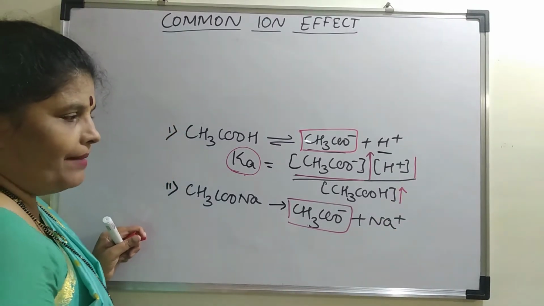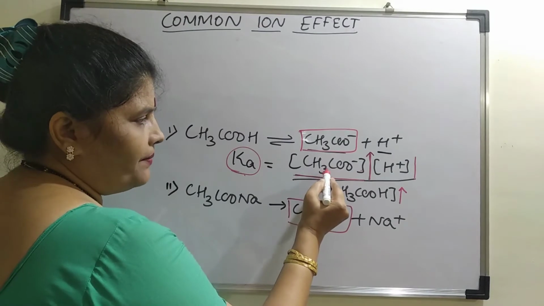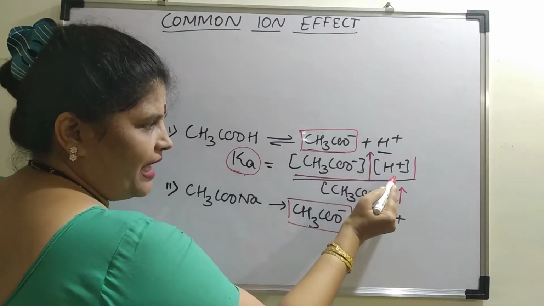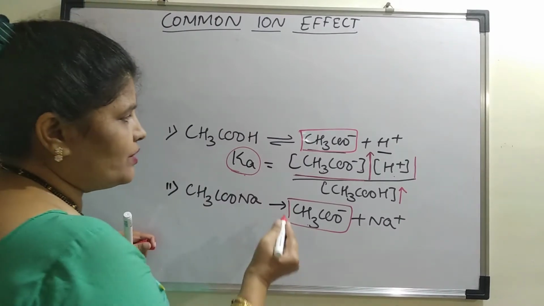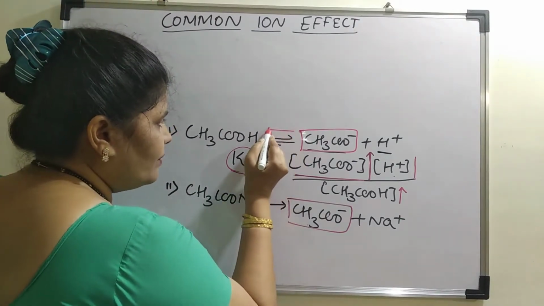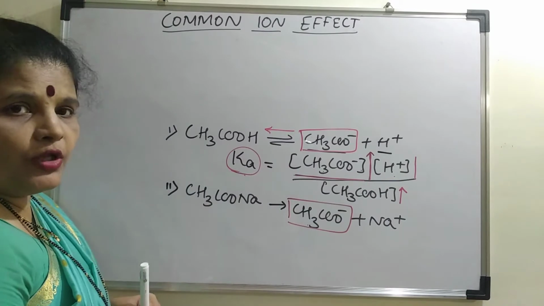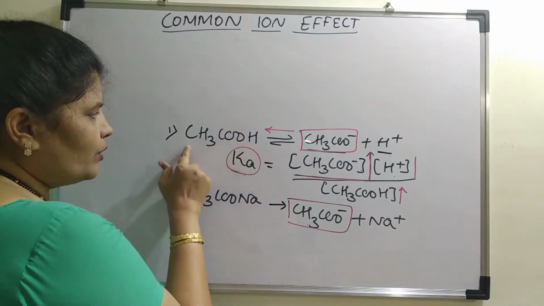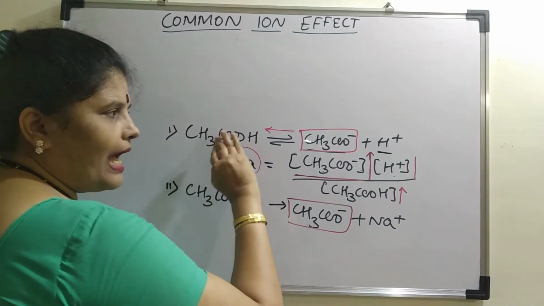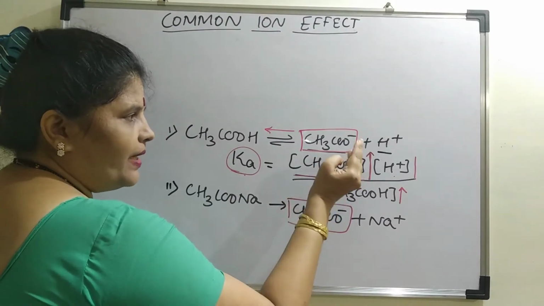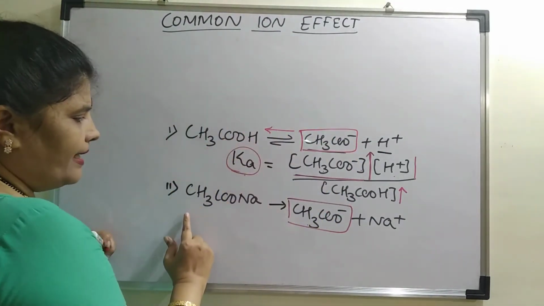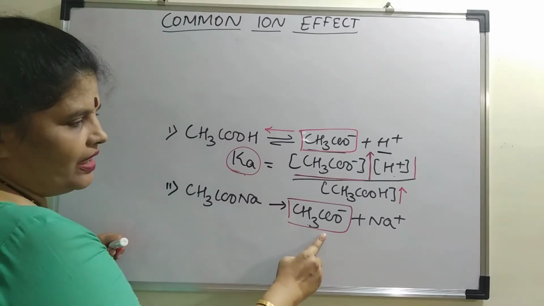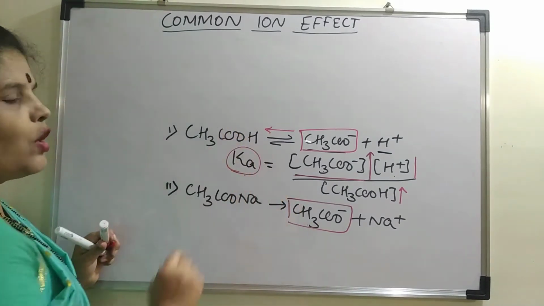And so what will happen? This acetate ion will start combining with this H plus and it will form acetic acid molecule. Means what happens, students? The reverse reaction will take place. Meaning of all this is, whatever the amount of acetic acid has undergone ionization, it will be suppressed. Why is it getting suppressed? By adding another electrolyte having a common ion. This is common ion effect.